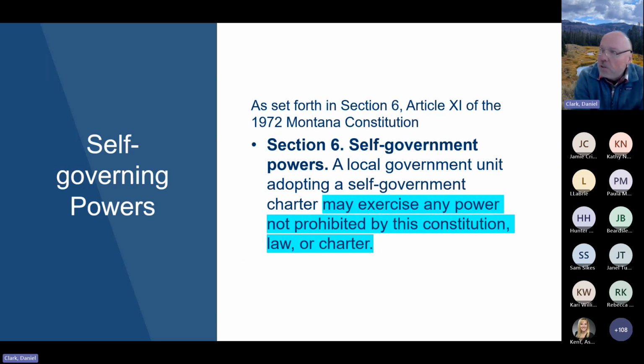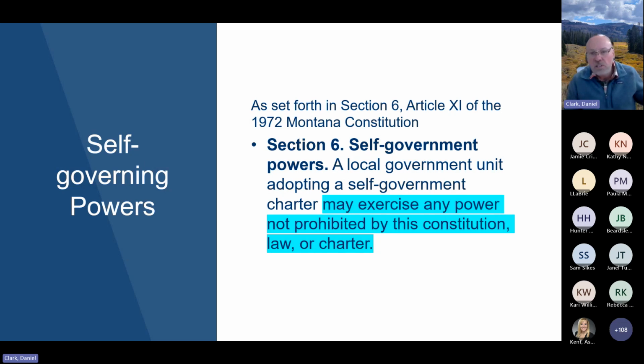Self-governing powers. In the Constitution, it says that a local government unit may exercise any power not prohibited by the Constitution, law, or their local charter. So what that means is the local government can exercise any power or authority that they find a need to exercise in our community, and if it's not a prohibited power, the local government can exercise that power by an ordinance or a resolution claiming that specific power, saying we are asserting our self-governing power, claiming this power that we need, and we're going to address that particular issue.